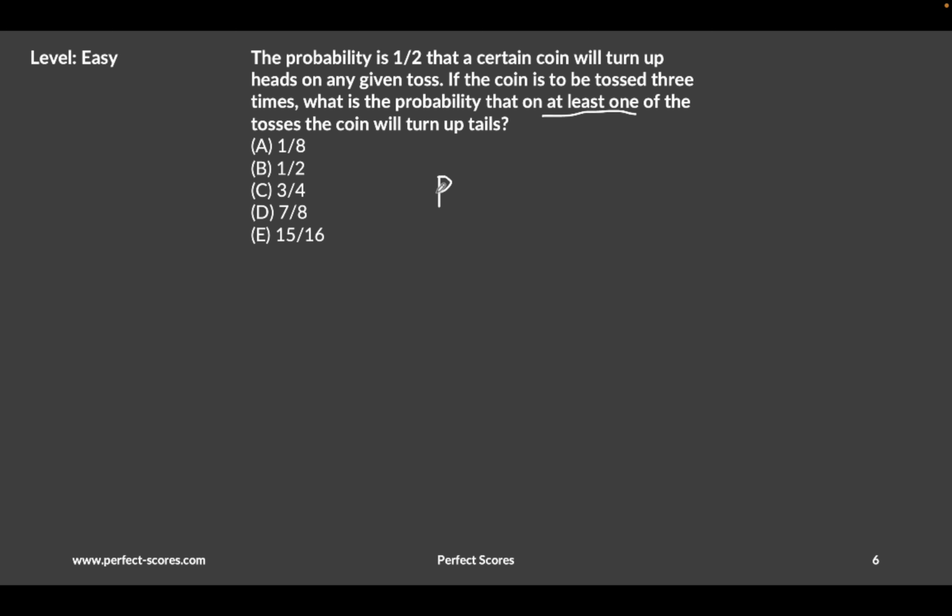The probability that something will happen at least one time is actually 1 minus the probability that something will never happen, or the probability of none of them happening. That's the universal probability rule, right? Because at least one means it has to happen at least one time, and if the sum of all probabilities is 1, then the probability of at least one happening is 1 minus the probability of nothing happening.